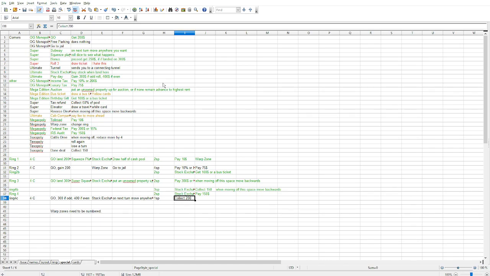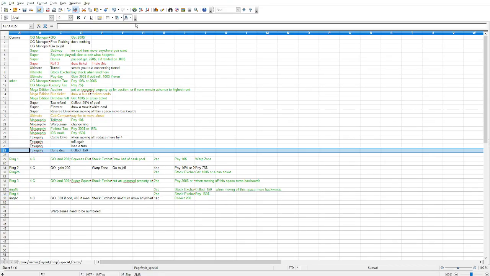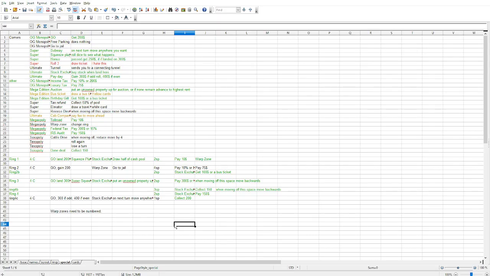Yeah. And of course, I'm going to put this on the opposite side of the board from the go space. I do need to put something here. Oh, you know what? I don't have a warp zone.